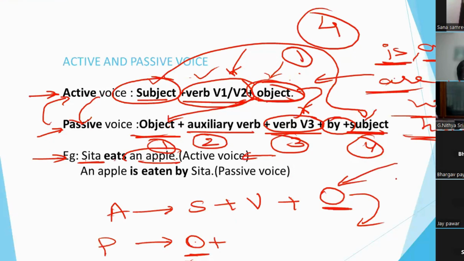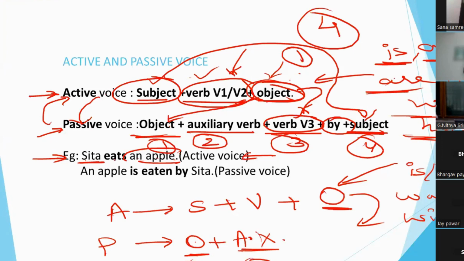Okay, now the second rule says according to the tense of this active voice, whether it is in the present tense or the past tense or the future tense, depending on that, you have to use auxiliary verbs like is or are if the given sentence is in the present tense, was or were if the given tense is in the past tense, like will, if the given tense in active voice is in the future tense. Okay, accordingly you have to use the auxiliary verbs here in your passive voice. Understood? This is rule number 2.